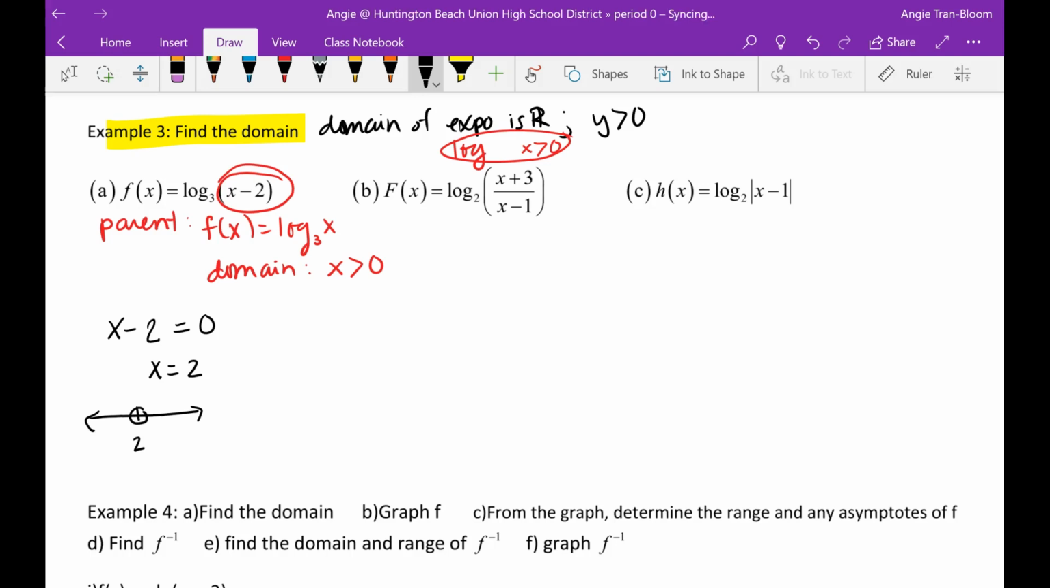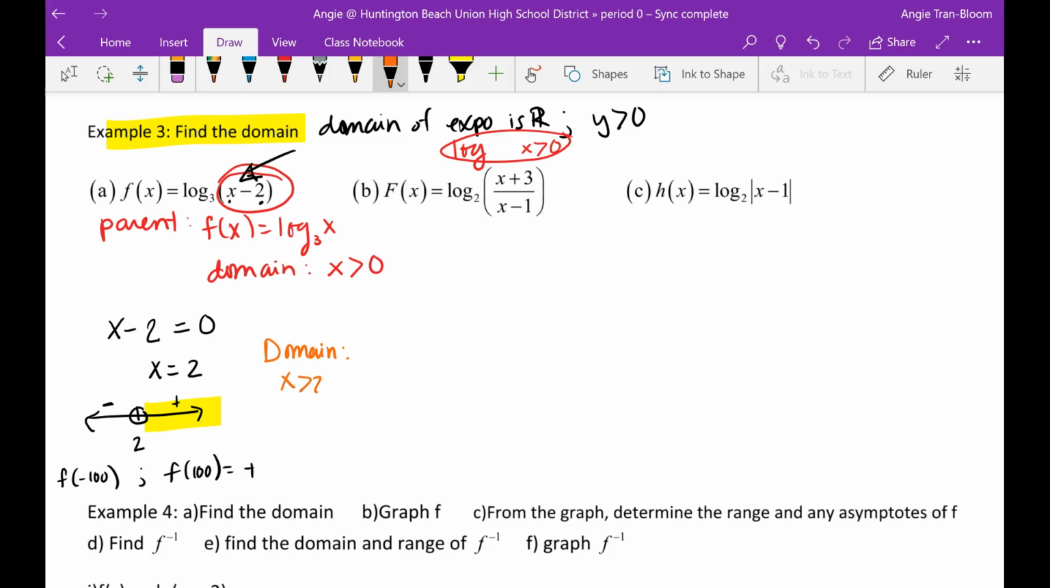So you're going to put a value. When I pick negative 100, f of negative 100, and plug it back in here, negative 100 minus 2 is now negative. That's not going to be okay. Then we do f of positive 100. That's going to be positive. So your domain is going to be on this side. How do you write that? You can write x is greater than 2, or you can write 2, non-inclusive, all the way to infinity. That's how you find the domain.